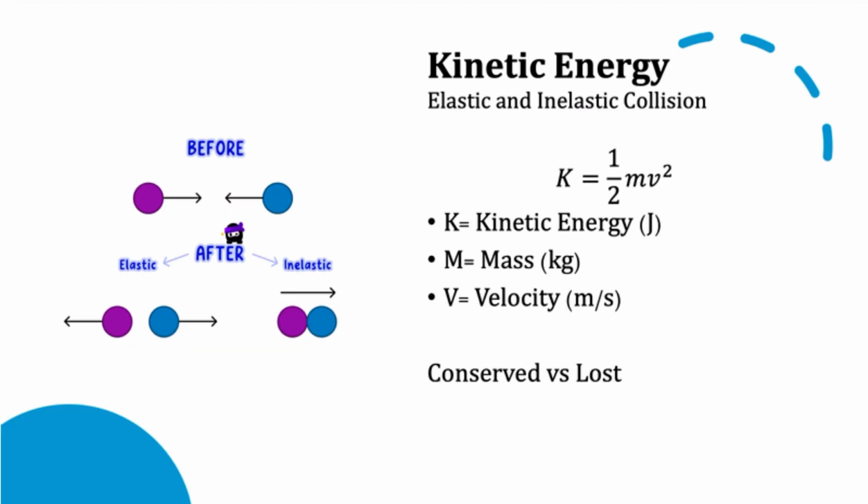The second concept we want to highlight is kinetic energy. Kinetic energy is represented through the equation K equals 1/2 times m times v squared. Kinetic energy is simply the energy that an object has because it is in motion. In kinetic energy, you have two fundamental concepts, elastic and inelastic collision. Today, the lab will look at both sides of the spectrum.